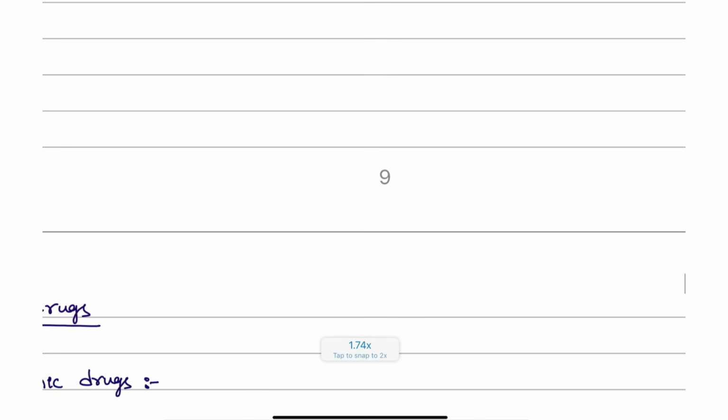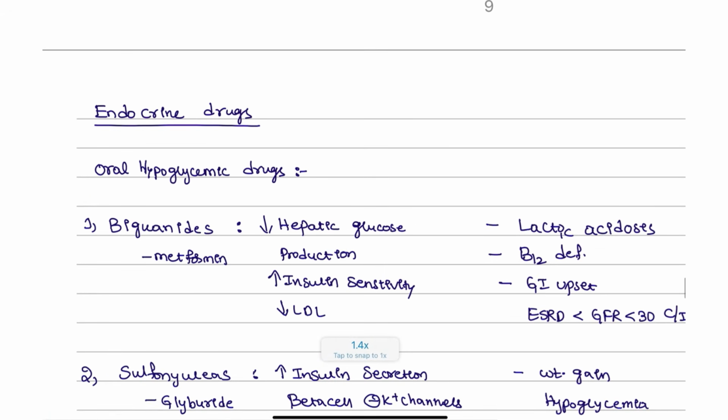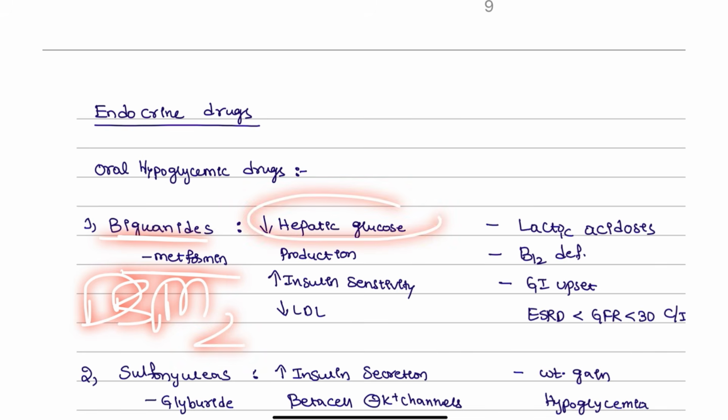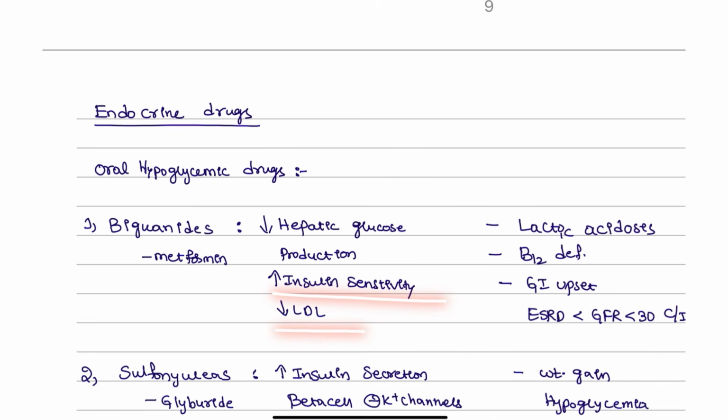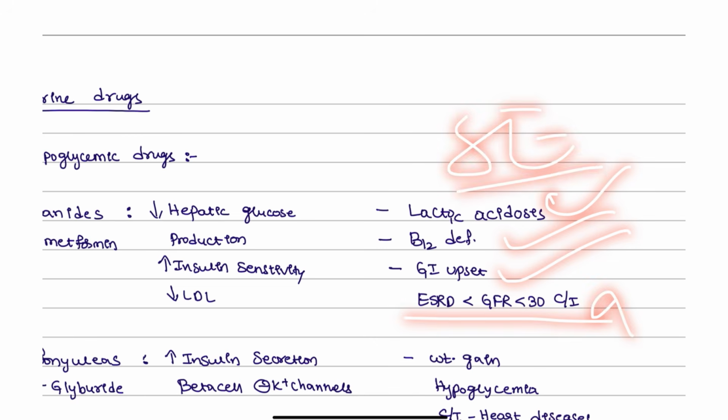Next, moving on to the endocrine drugs. Oral hypoglycemic drugs, very important. We are going to have a quick and important revision. Biguanides. The drug of choice is metformin, commonly used for diabetes mellitus. Okay, so this is used for diabetes mellitus type 2. Hepatic glucose production is decreased by metformin, and insulin sensitivity is increased. And lactic acidosis, B12 deficiency, GI upset, and in end stage renal disease, we should not give it. These are the common side effects.